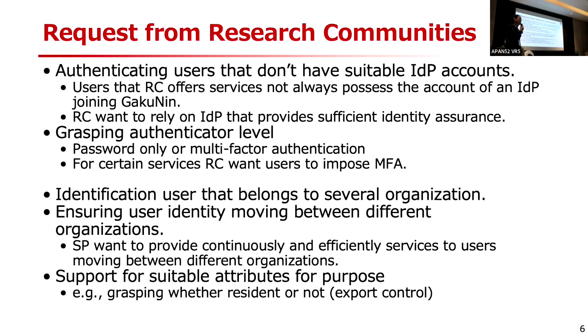I'd like to talk concretely about the requests from research communities. The research community in Japan wants the following. First, research communities want to authenticate users that don't have a suitable IdP account. This means that users of the services the research communities offer do not always possess an account at an IdP joining Gakunin. And research communities want to rely on identity providers that provide sufficient identity assurance.